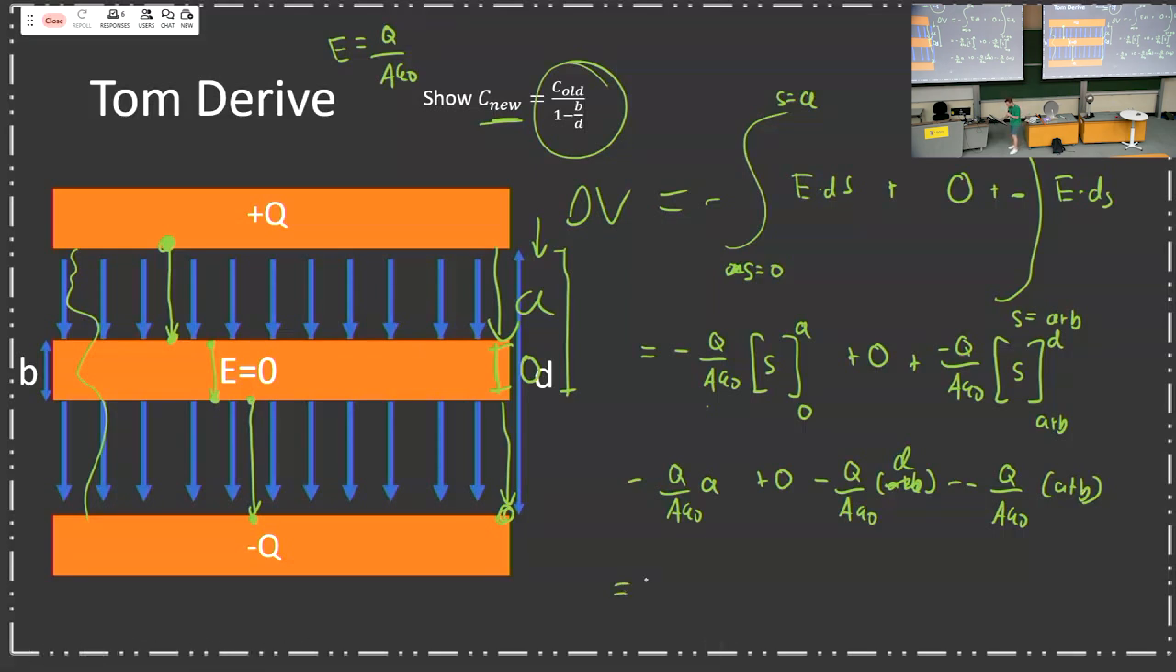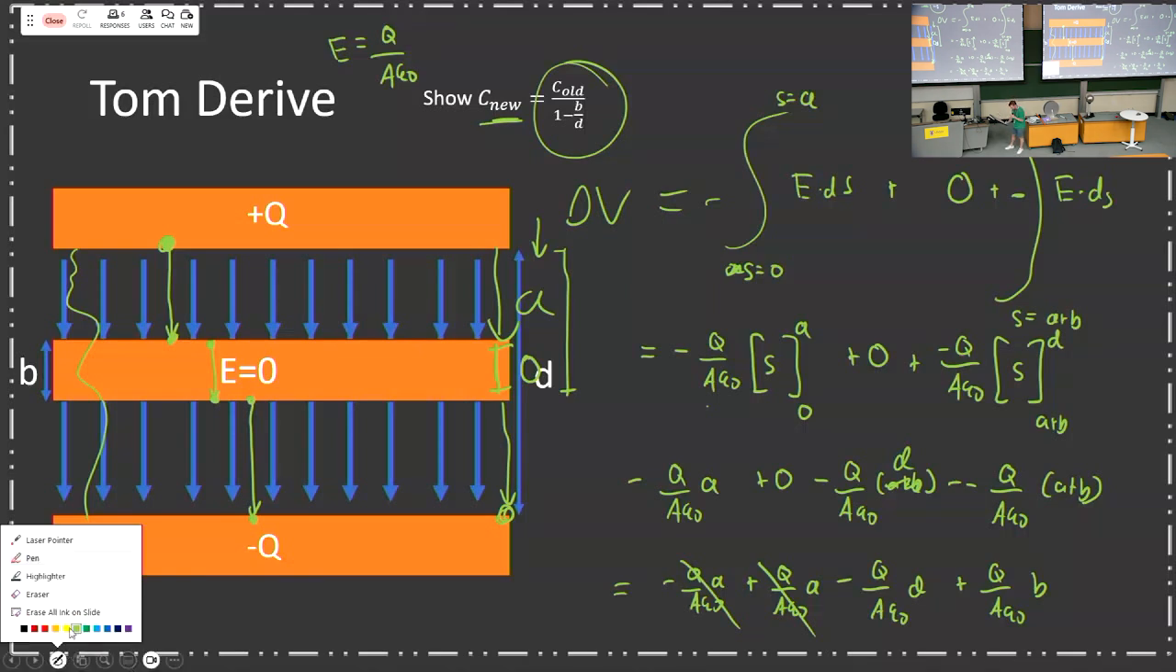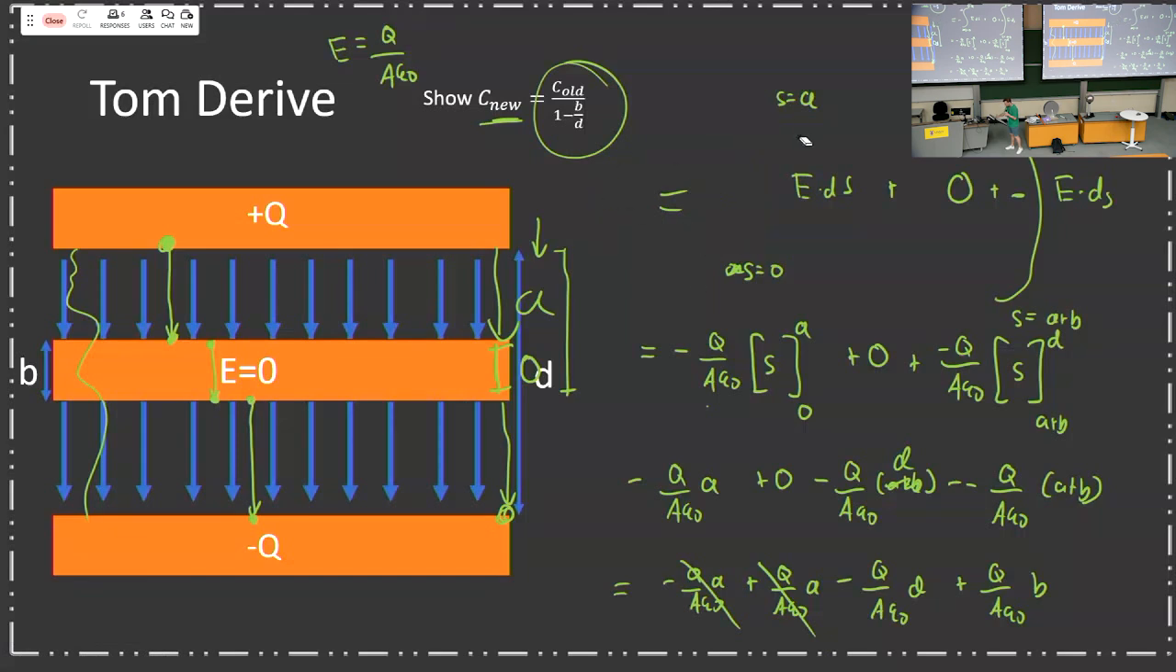Okay, so that's going to be equal to minus q over a epsilon naught with an a on it, plus q over a epsilon naught with an a on it, minus q over a epsilon naught with a d, and then plus q over a epsilon naught with a b. All right? And then those a's cancel out, and we get to figure out how to use the eraser. Eraser. It is customary to make the sound when you use the eraser. Right?